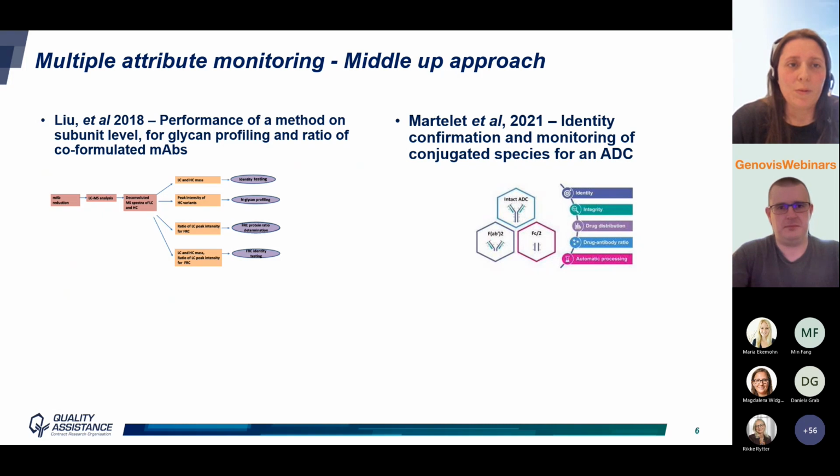On the left side, the paper from 2018, where they do this type of analysis for glycan profiling. And also because they have co-formulation of antibodies, they look at the ratio of the two antibodies. And on the right one, the paper from 2021, this is with an ADC. And there, the main aim of the method is to confirm and monitor the conjugation of the antibody with the drug.